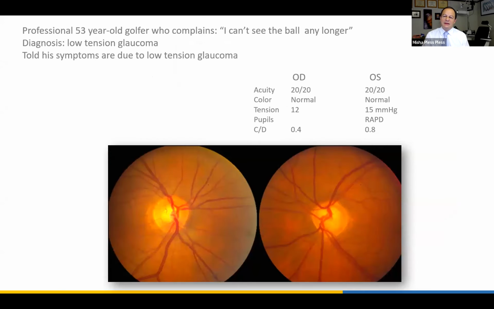The next vignette has to do with a professional golf player, and anyone that plays golf knows that they need to see the ball.